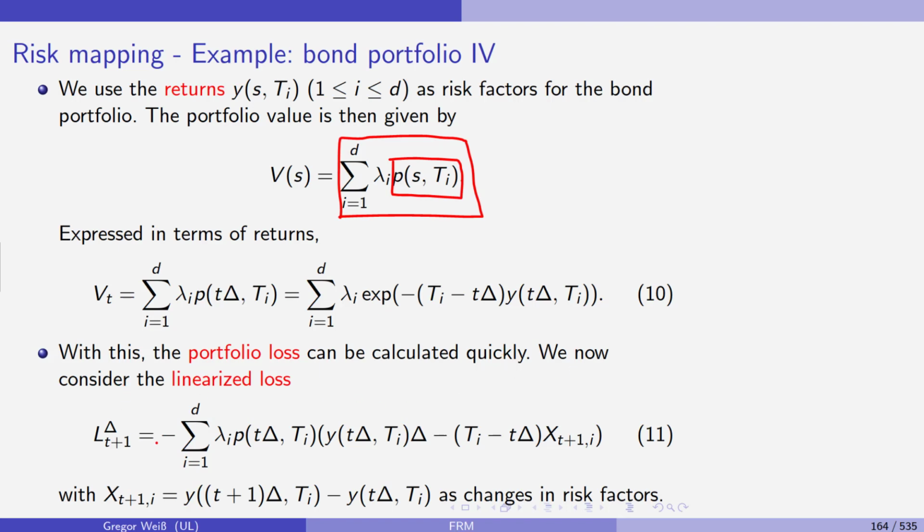We now want to linearize this again. And what you get is, in the end, the weighted sum of the portfolio weights times the price times the change in the yield. And then here you have those risk factor changes. Everything else is at point t. So this is the change in the risk factors, the change in the yield from t to t plus 1.